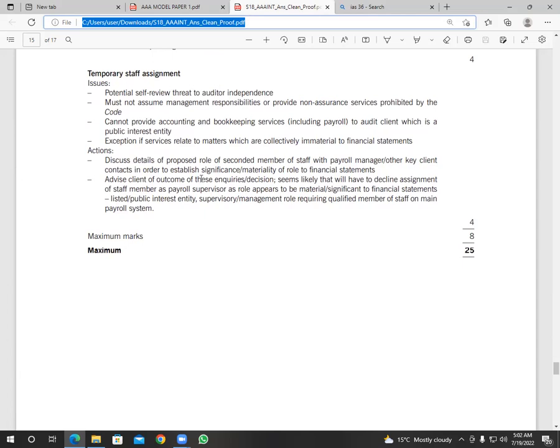Actions: discuss details of the proposed role of the seconded member of staff with the payroll manager and other key client contacts in order to establish the materiality of the role to the financial statements. Advise the client of the outcome of these inquiries and decisions. It seems we'll have to decline the assignment of the staff member as payroll supervisor, as the role appears to be material to the financial statements. It is a listed public interest company, and the supervisor management role requires a qualified member of staff on the main payroll system.